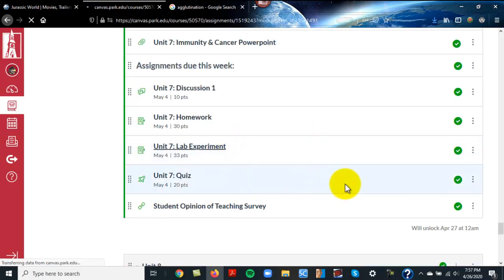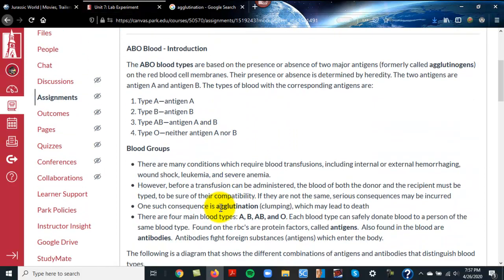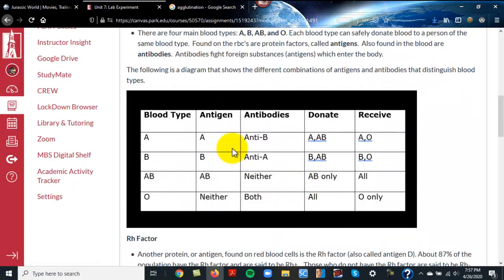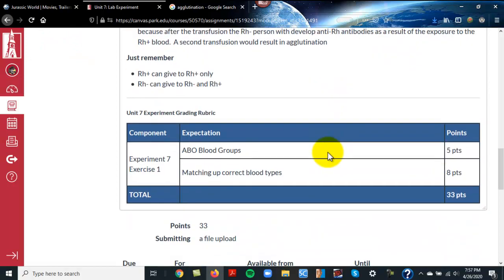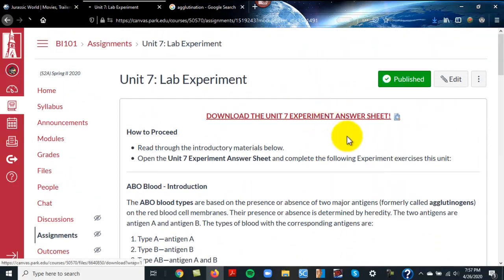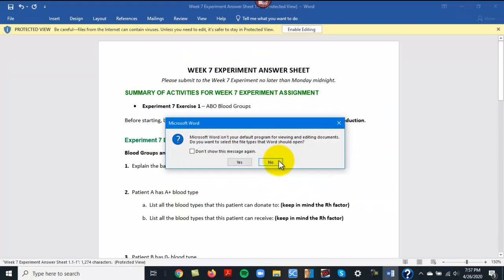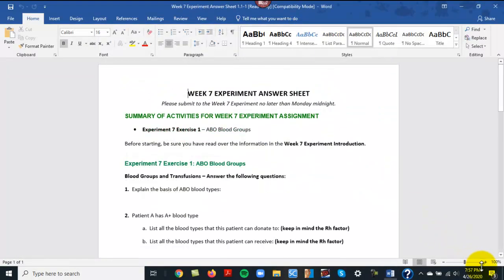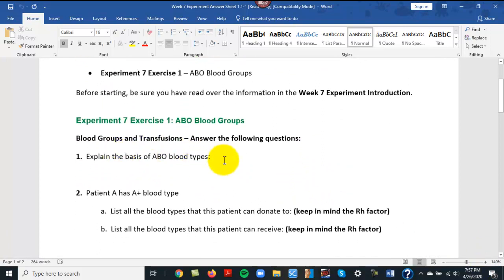The lab experiment is over the ABO blood groups, because when you cover immunity, you have to cover these as well. There's a graph here, and I actually gave you a handout for that, and I made a video. You're going to have to do some terms on blood transfusions. Most people know this. If you're type A blood, you cannot donate to somebody who's type B. So the first question is, explain the basis of ABO blood groups. In other words, just explain what makes you type A, type B, type AB, and type O.